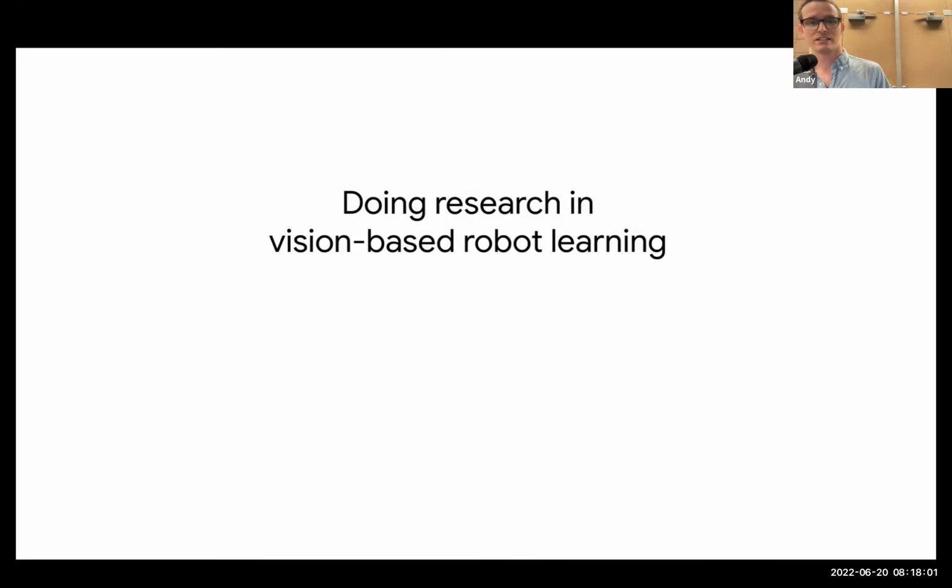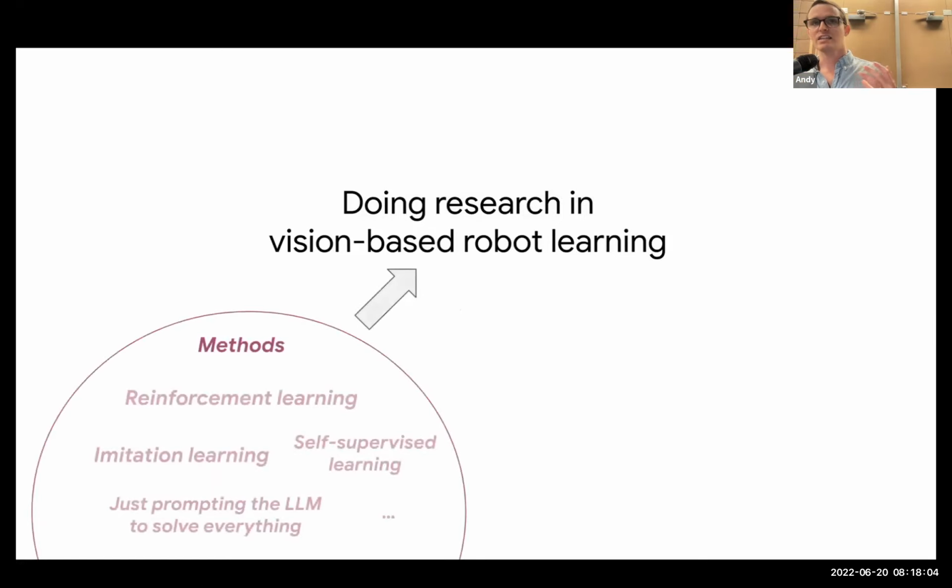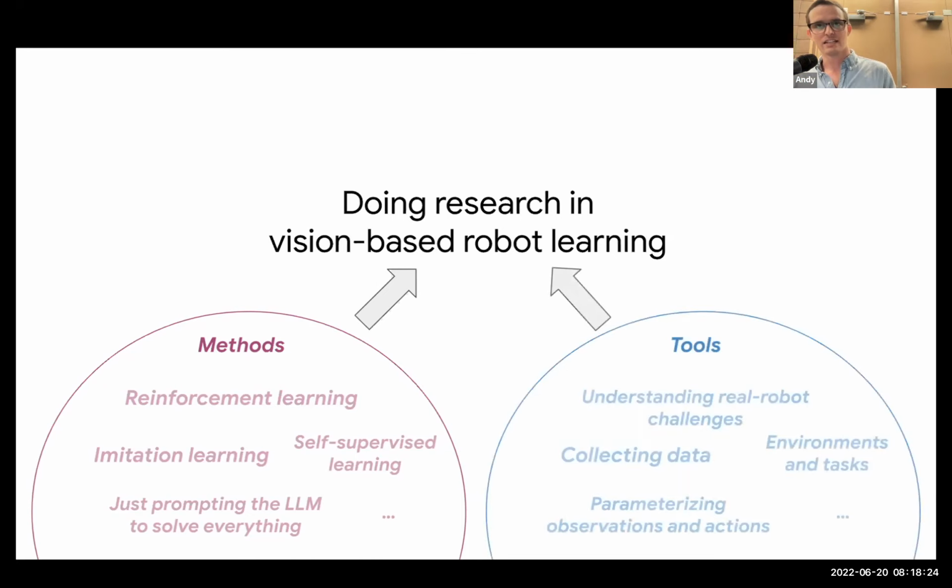So doing research in vision-based robot learning, I think the majority of the emphasis is often on the methods: the reinforcement learnings, the imitation learnings, the self-supervised learnings, or just prompting the LLM to solve everything, whatever the method is that you use. These are the things that I think we talk about a lot. And there's all this other stuff, which all come together as tools, which are agnostic to the methods themselves, but I think are incredibly important in actually making robot learning research work. They're the behind-the-scenes heroes of robot learning research.